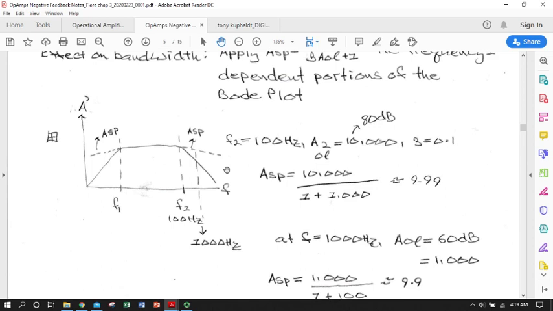But since chances are we're going to want to operate at high frequency sooner or later, we want this F2, this half power equivalent frequency that marks the high frequency end of the midband region. We want that as high as possible. That way we have the greatest frequency operating region for our op amp.